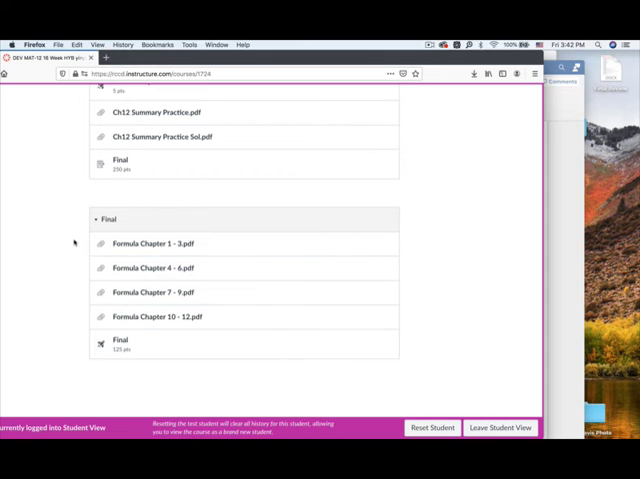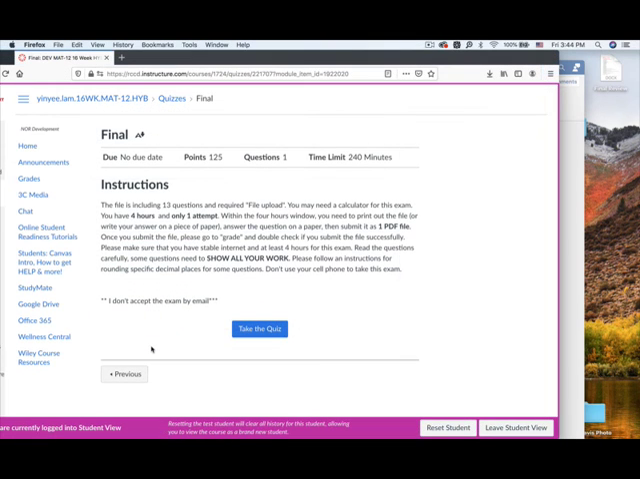Okay, when you go to Canvas, you're going to see the final in here. I already posted all the formulas from chapter 1 to chapter 12. Feel free to use all those formulas on your final. And also you will find the F distribution and chi-square distribution tables there. If you use the tables, feel free to download them and print them out.